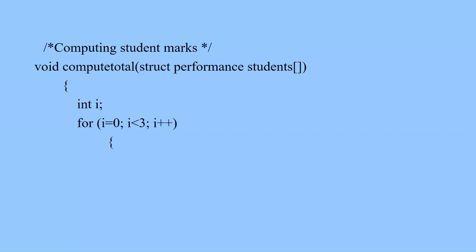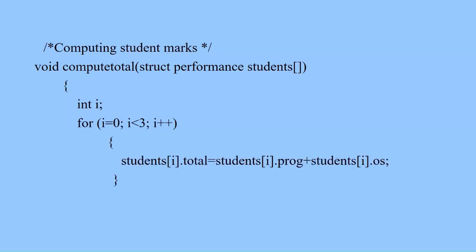Is 1 less than 3? Yes. So we pick the value in the memory location called students 1.os. We add to the content of memory location called students 1.prog. We assign it in memory location called students 1.total. And then we increment the counter again, the same. So this will continue until we have calculated the total for the 3 students. And then once the value of I is no longer less than 3, we terminate the loop.